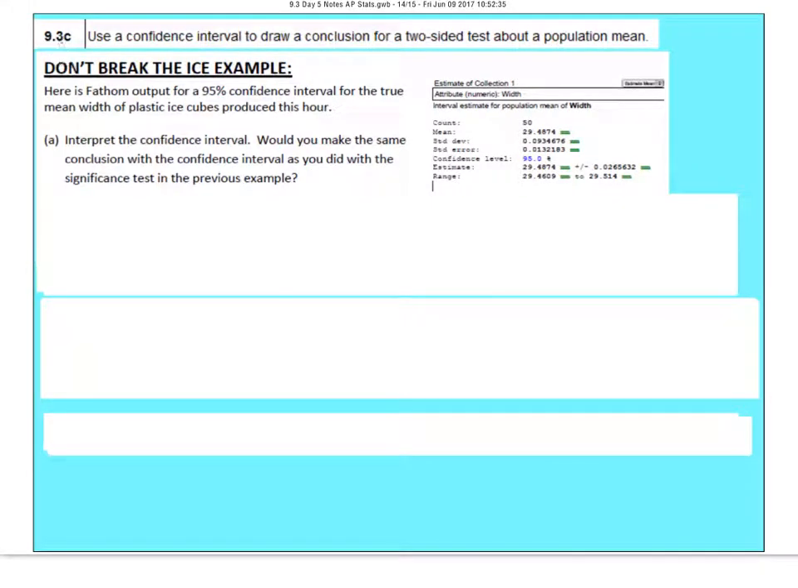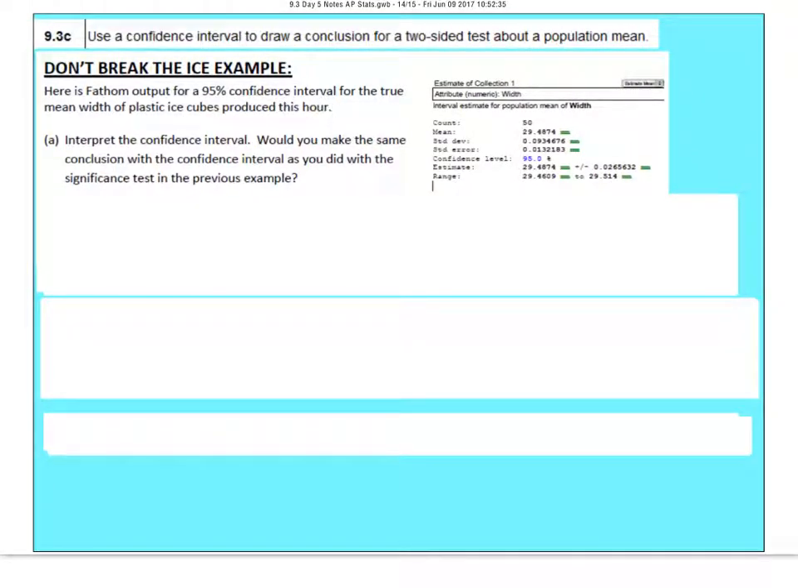In 9.3c, let's use a confidence interval to draw conclusions for a two-sided test about a population mean. This works just like it would for proportions. So let's go back to the breaking ice example. And now we have different phantom computer output. This is actually for the 95% confidence interval.